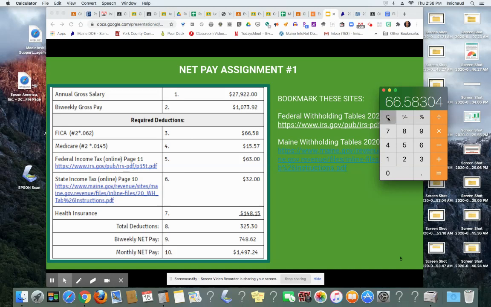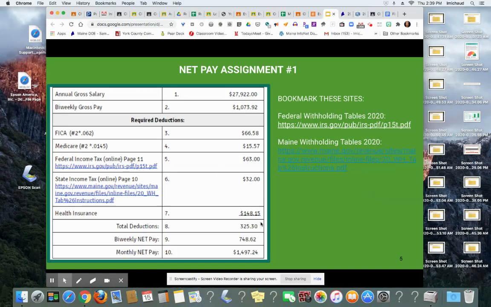Now let's take a look at Medicare. It's 1073.92 multiplied by 0.0145. It's $15.57. So that belongs here. Now, federal and state income tax you have to look up.